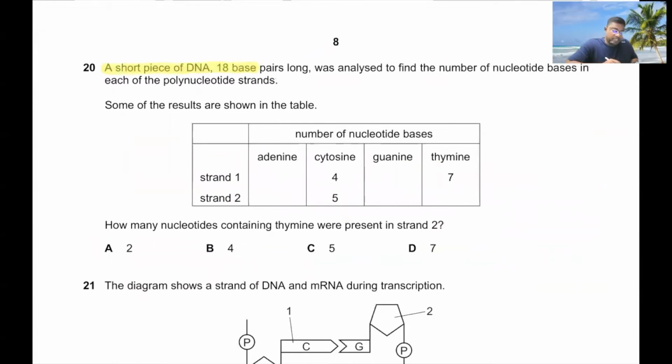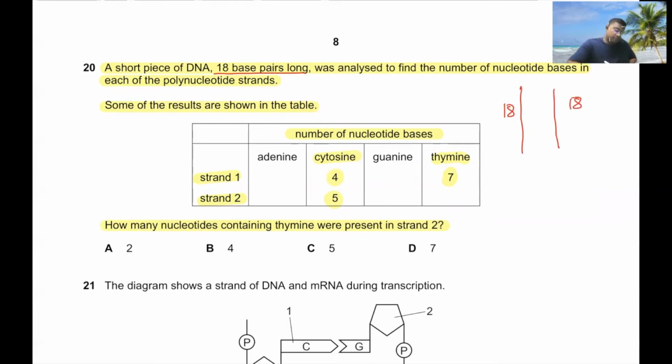A short piece of DNA, 18 base pairs long, was analyzed to find the number of nucleotide bases in each of the polynucleotide strands. Some of the results are shown in the table. The number of nucleotide bases in strand 1 and strand 2, information like cytosine and thymine, one of the information is provided. How many nucleotides containing thymine were present in strand 2? All right, we know that the DNA is 18 base pairs long. So there is a total of 18 nucleotides on this side and 18 on the other side.